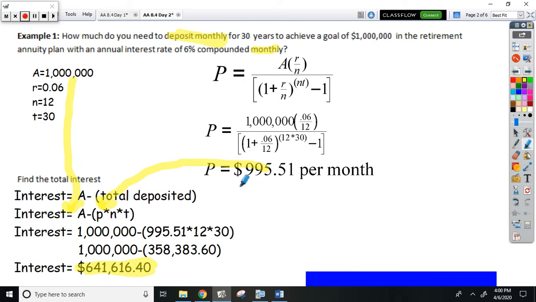Now this is kind of high to be able to deposit every month. So this person must have been making a lot of money to be able to save that much. But as you can see, that allowed them to have $1 million when they retire.